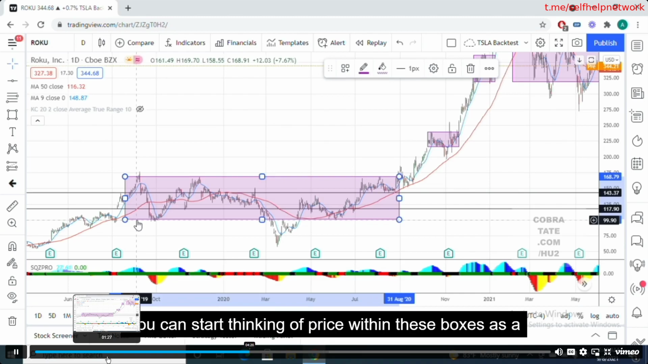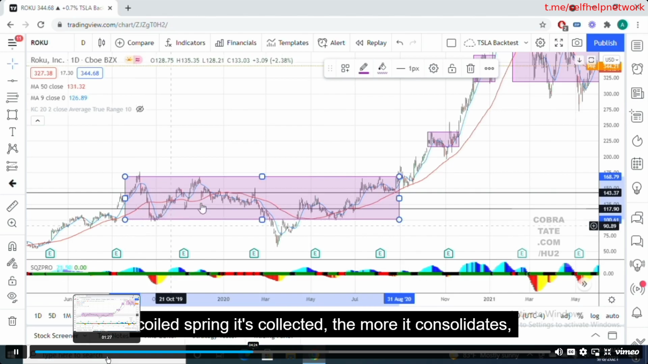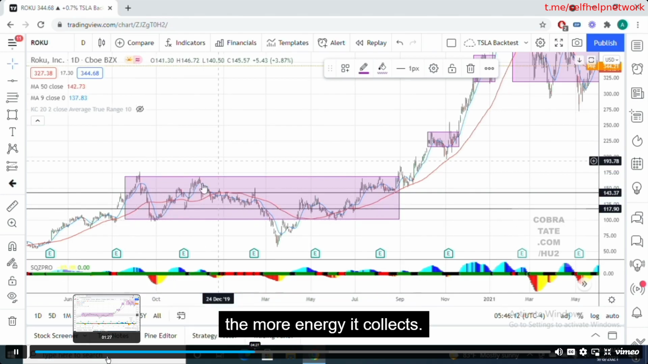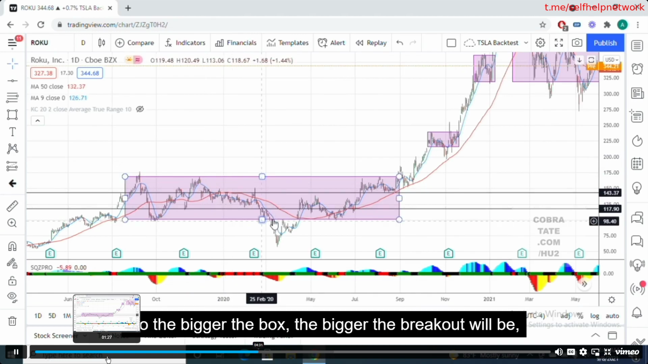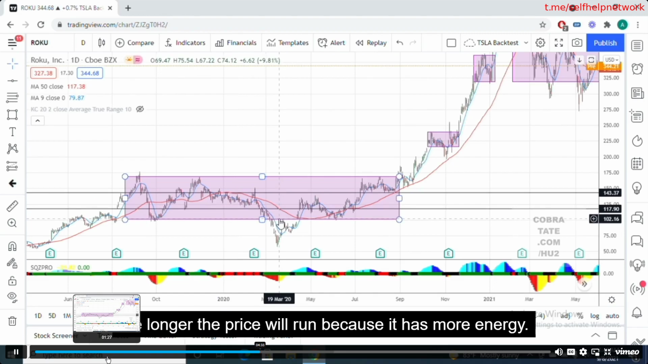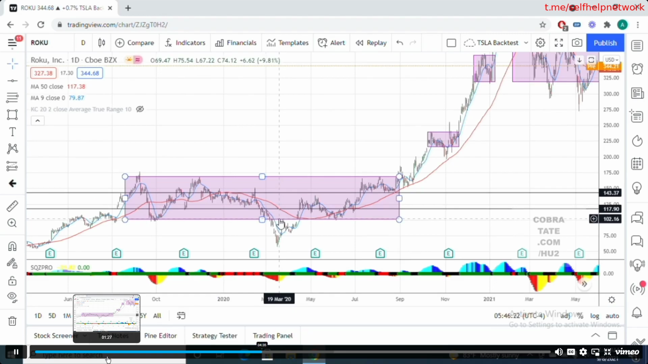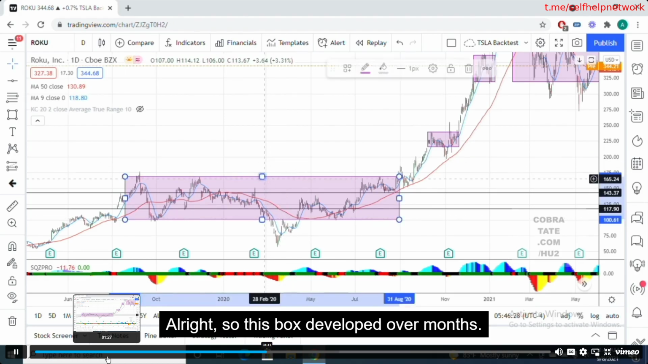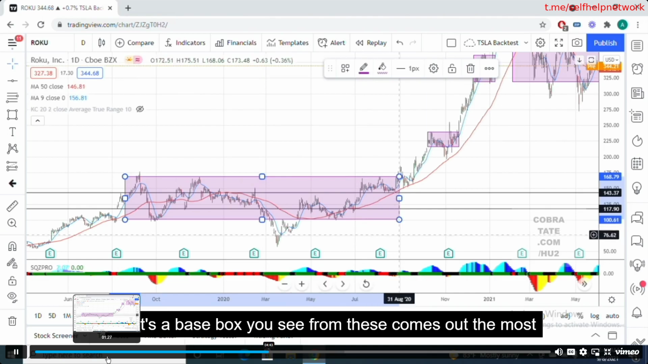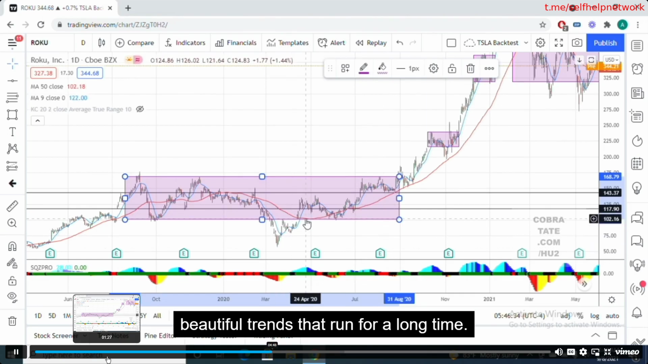You can start thinking of price within these boxes as a coiled spring. The more it consolidates, the more energy it collects. So the bigger the box, the bigger the breakout will be. The longer the price will run because it has more energy. Alright, so this box developed over months. That's a base box. You see, from these comes out the most beautiful trends that run for a long time.